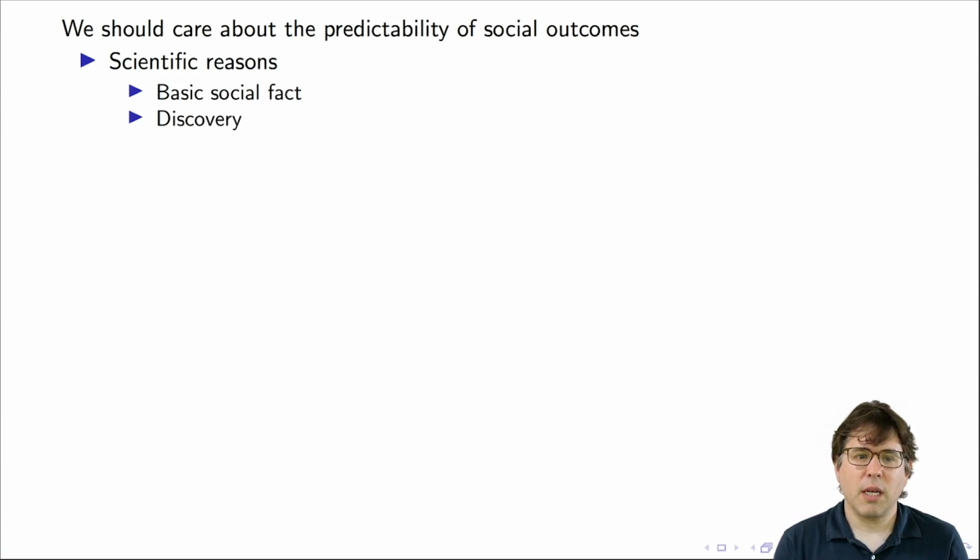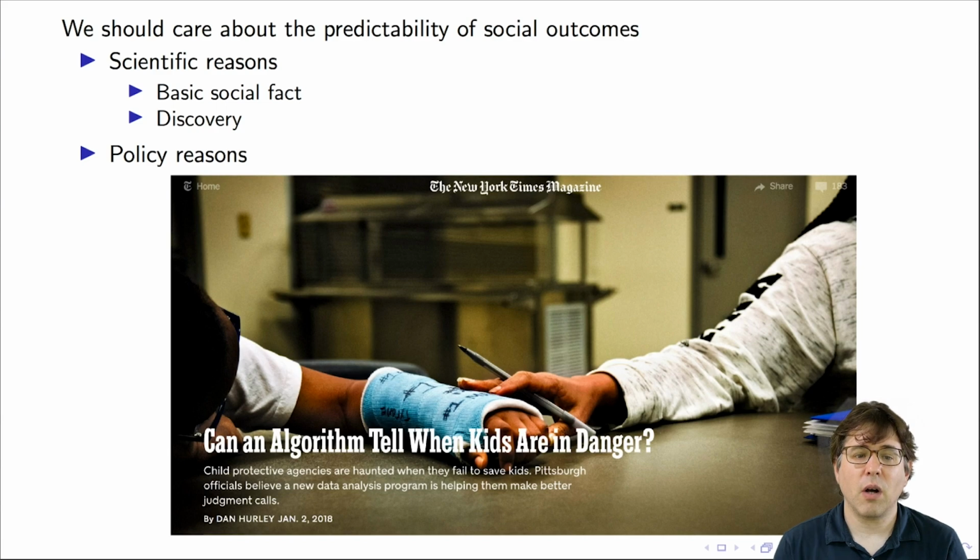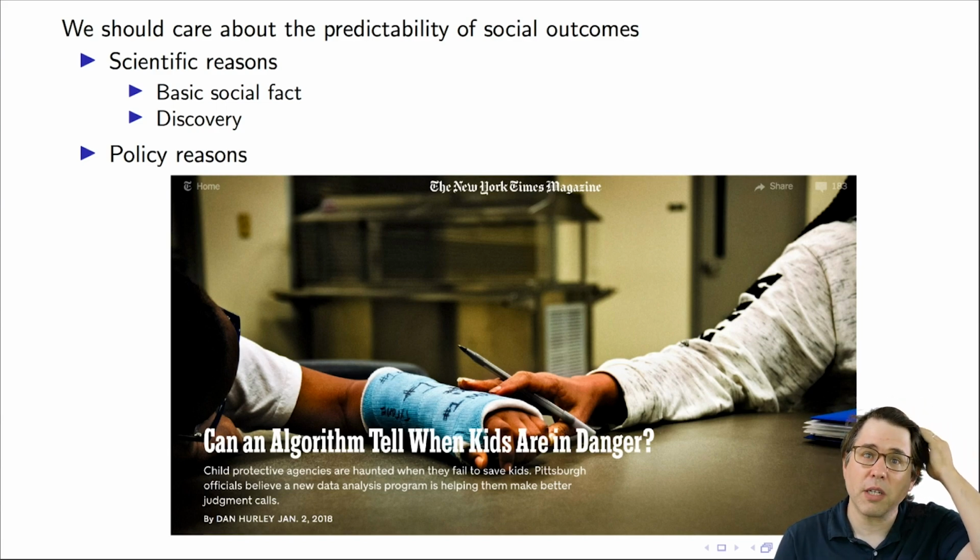The quest for predictability can lead to scientific discovery. It can help us develop new theories and help us improve our measurement. Also, there are important policy reasons that we should care about the predictability of social outcomes, especially now.